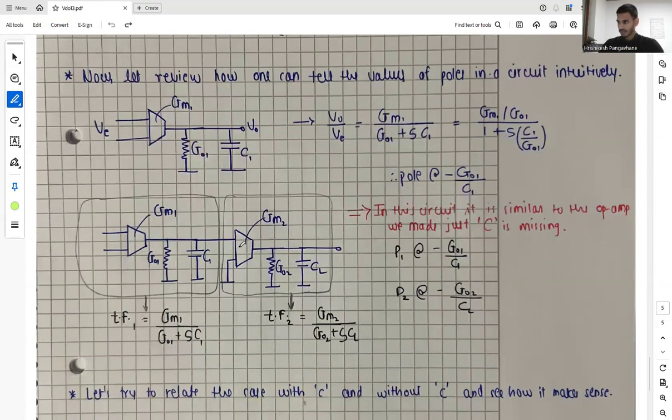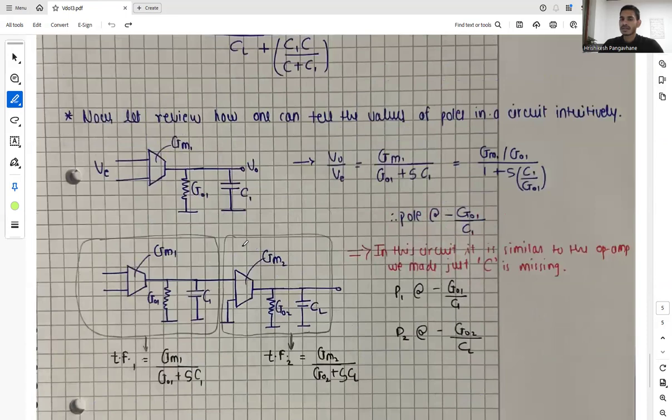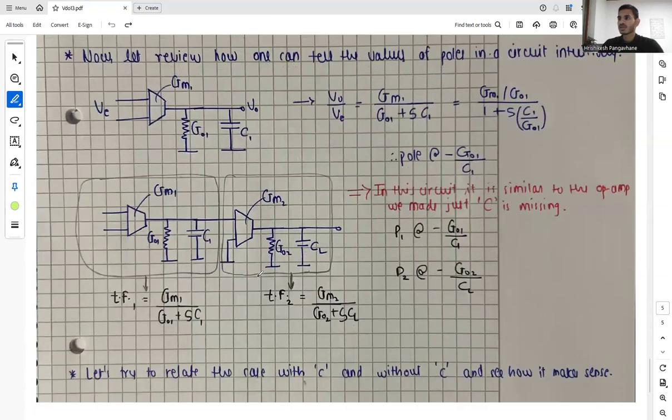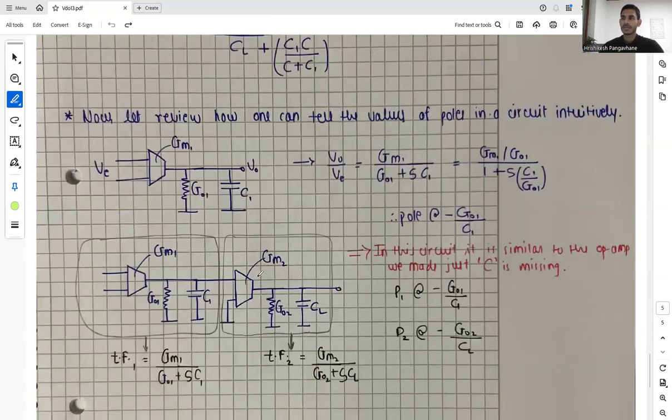In the next video, we will discuss Miller's theorem, and we will try to relate the case in which there is a C over here and the case in which there is no C over here, and see how it makes sense.